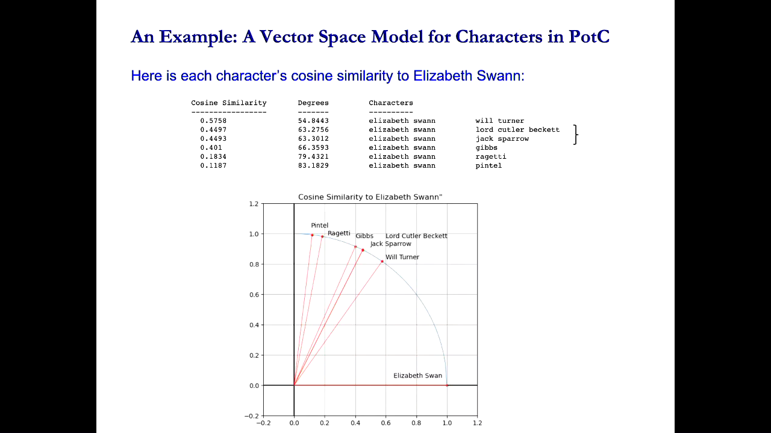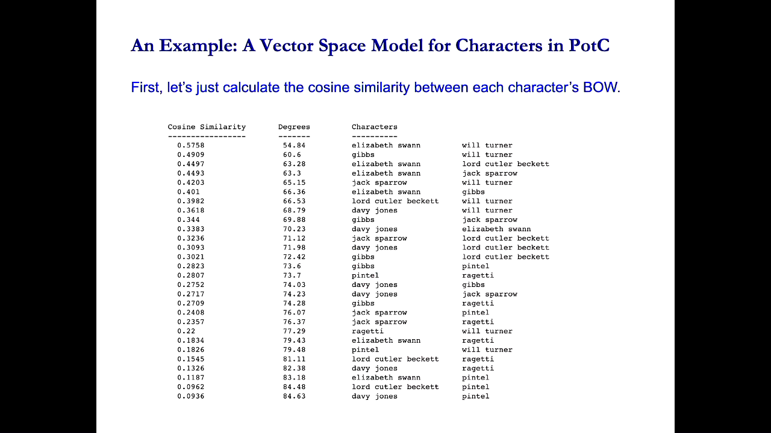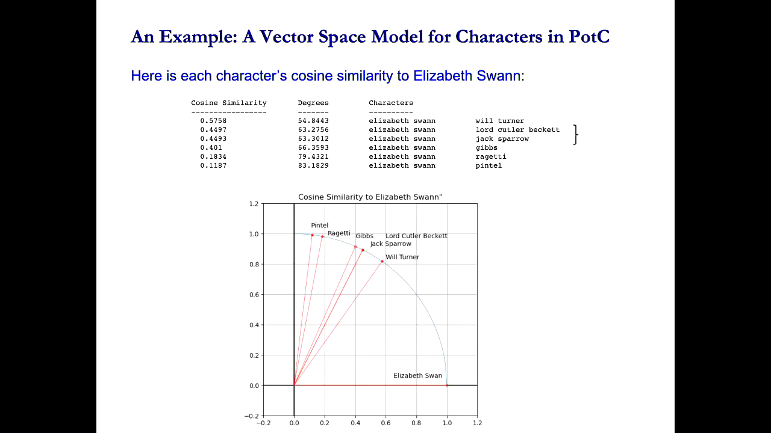If we think of the angle between Elizabeth, so we go back to here, and I just took everyone where Elizabeth was involved. So Elizabeth Swann, Will Turner, Elizabeth Swann, Lord Cutler, Elizabeth Swann, Jack Sparrow. If you just cut out, I think these are now, yeah, these are alphabetical left to right. So if you just take everyone that has Elizabeth in the first column, you have them in order, but let's visualize it. We want to understand what the data looks like. So here's a visualization of how similar people's lines are to the lines that Elizabeth Swann speaks. Not very, it looks like, right? Pintel and Ragetti, the pirates, are pretty far away, almost orthogonal, almost using a different vocabulary.